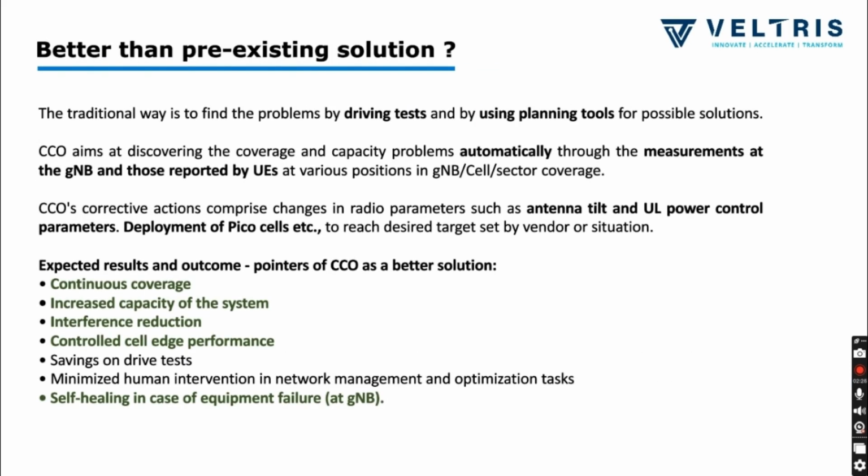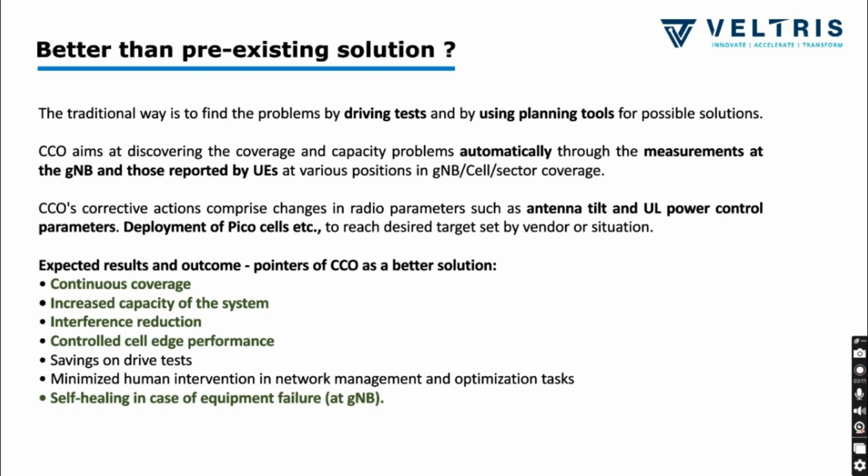Let us understand the pre-existing solution. The traditional way was to find the problems by doing drive tests and using planning tools to find possible solutions. This requires extensive data collection from the network, including statistics and measurements, such as extensive drive tests. Here, the CCO aims at discovering these issues, the capacity and coverage problems, automatically through measurements at the nodes and those reported by UEs. It minimizes human intervention and reduces the feedback delay.